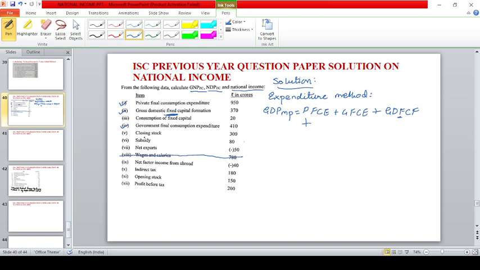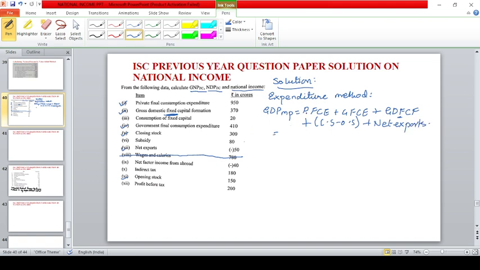Now, change in stock is not given directly to you. What is given? Closing stock and opening stock. So what is the formula for change in stock? That is closing stock minus opening stock. With the help of this, we can calculate change in stock. Plus net exports has been given to you, so plus net exports.